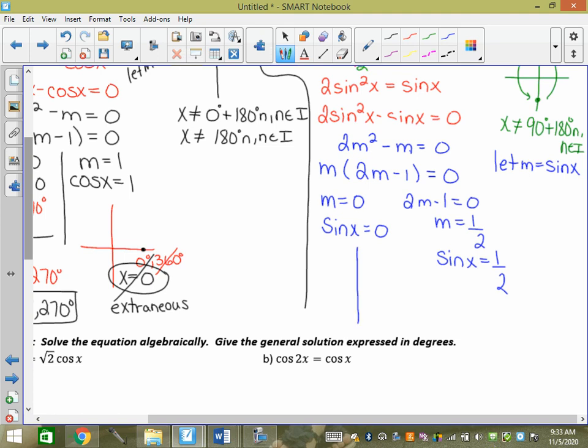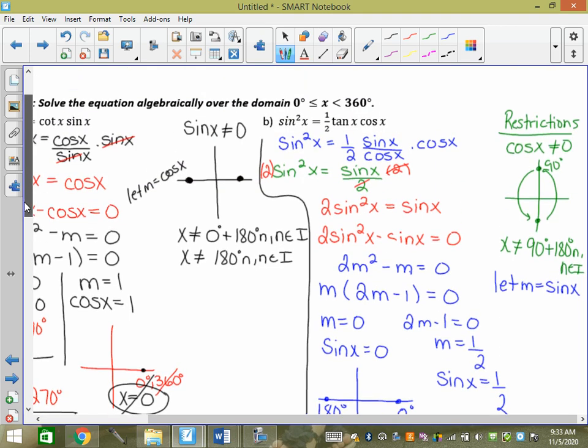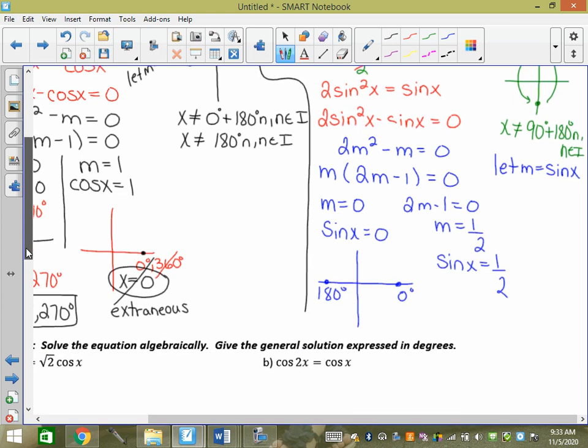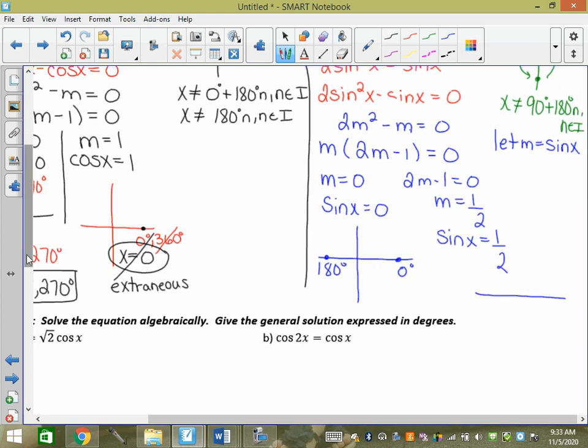Sine x equals 0 when y equals 0, which is here and here. Are either of those my non-permissible values? No. So 0 and 180 and 360, but 360 is not inclusive, so I don't add it. Sine x equals 1/2 at the 30s, here and here. So 30 and 150. Are any of those non-permissible values? No. So I always have to check at the end that my answers are not non-permissible values. If they are, I circle it, I put a line through, and I say extraneous.